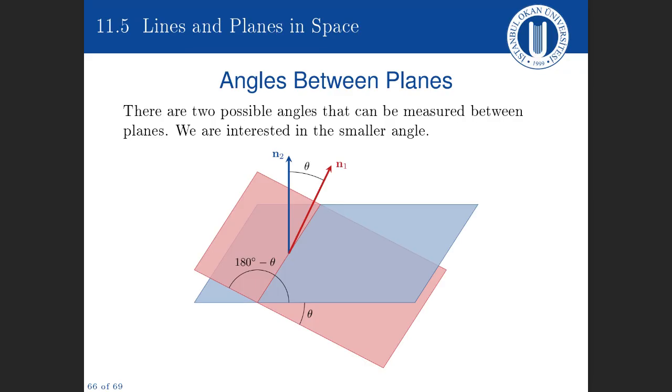One final idea for today's lesson, the angle between two planes. Suppose we have two planes which intersect like this. What is the angle between them? Well, we can see from the picture that there's two angles that we could choose. We could have the angle theta, which is the same as the angle between n1 and n2, or we could have 180 degrees minus this angle. And the angle that we want is actually the smaller of these two angles.